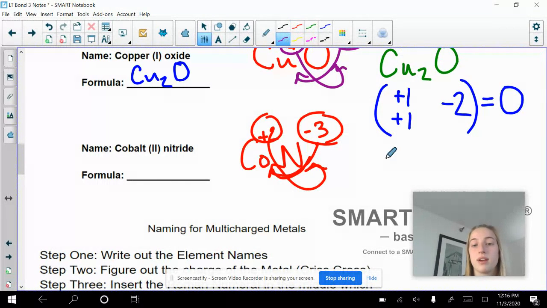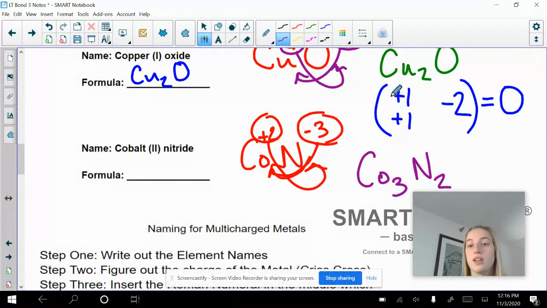which will get me my final answer of Co3N2. So just like I did with the first one, you can check those charges and make sure that it equals 0. Once you get that, you can put in your formula, Co3N2.